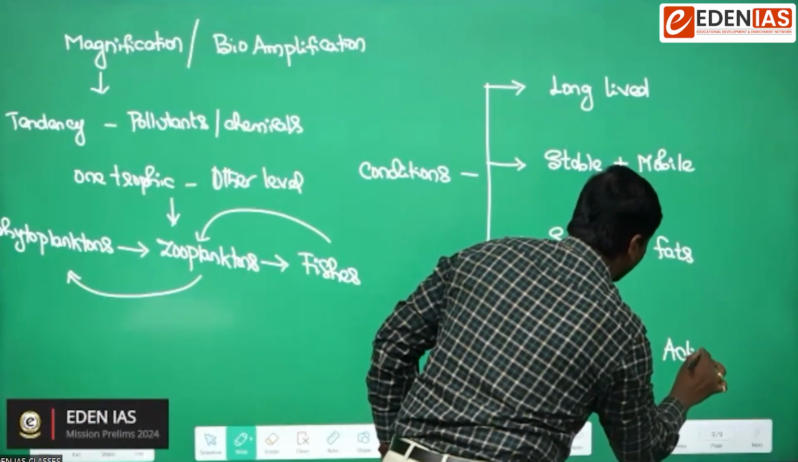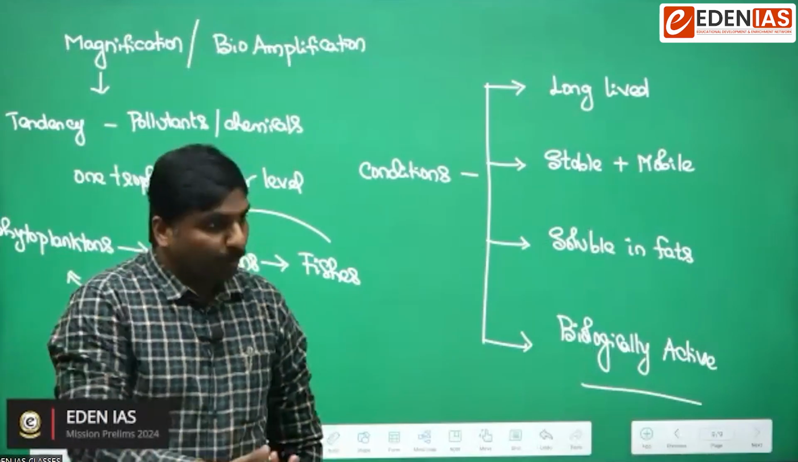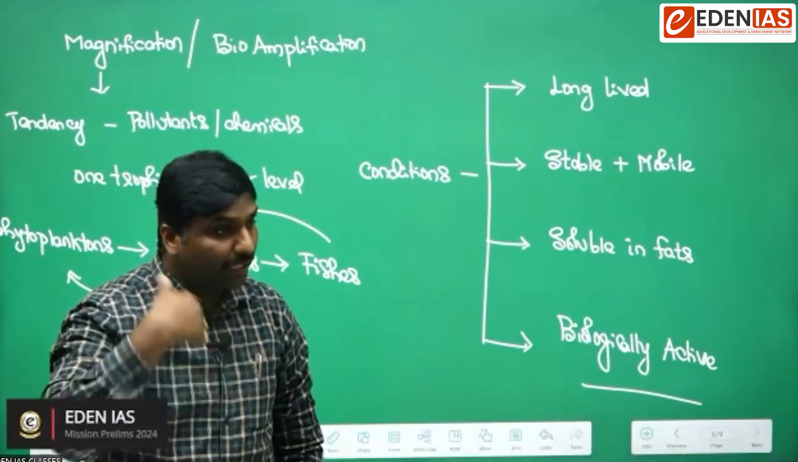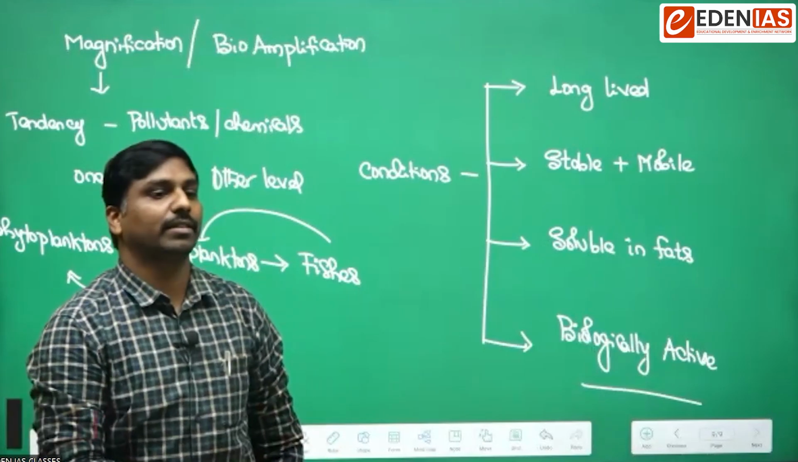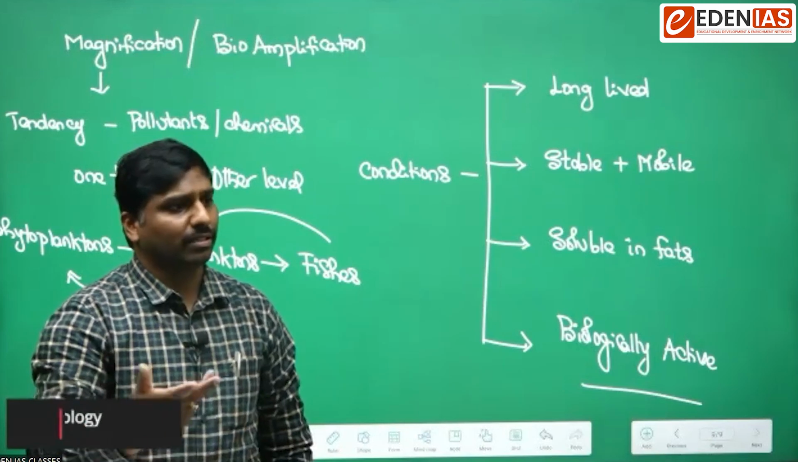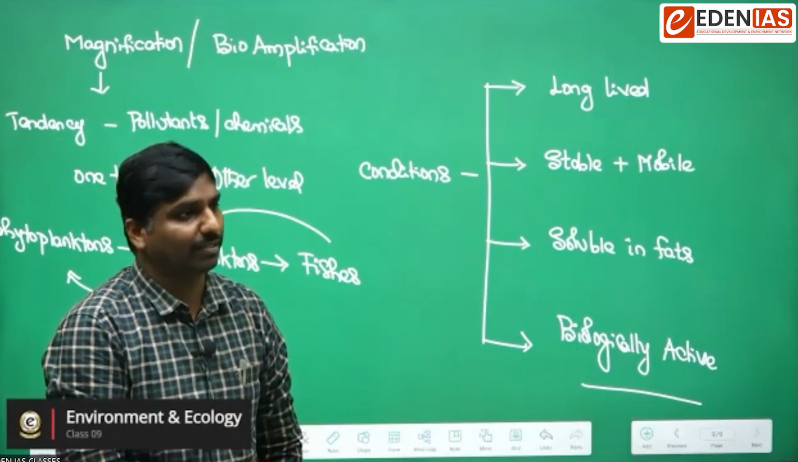A pollutant should be biologically active. Biologically active means it should be actively taken up by the body, and it should actively show its impact on the body of the organism. That means if it is inert, if it is not causing any harm to the organism, then what's the problem for us?